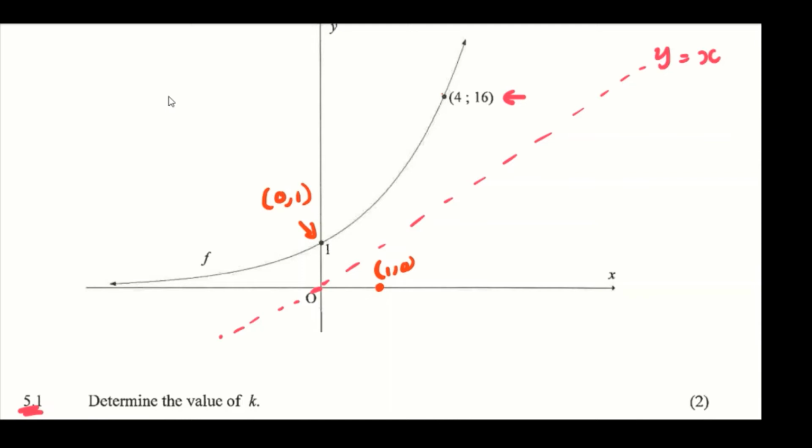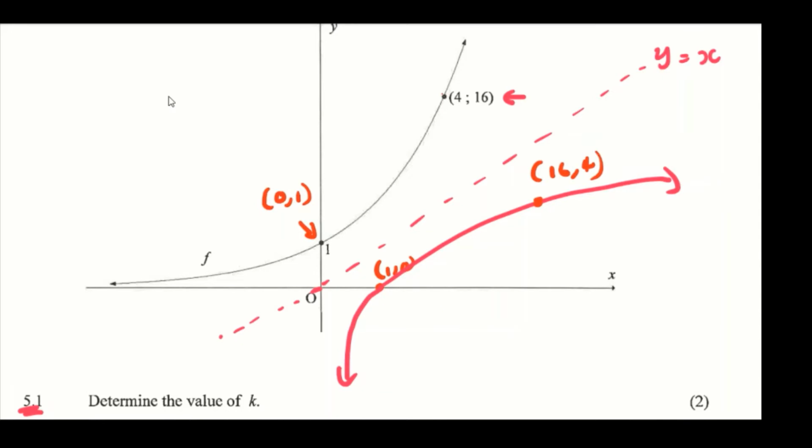So let me first draw the graph. It's going to look like this. So the graph of g is going to look like this, and then here is going to be (16, 4), right?